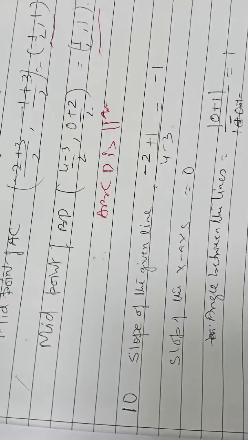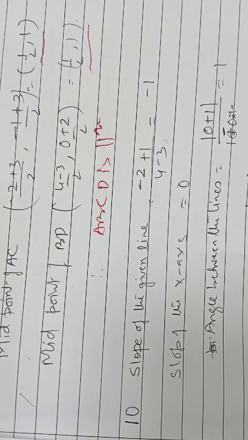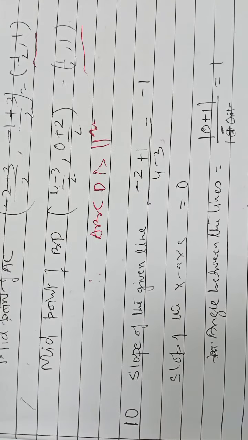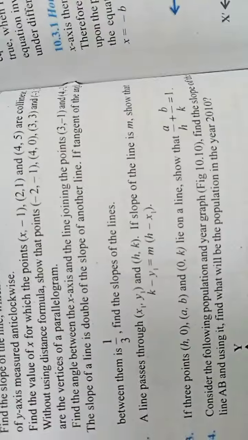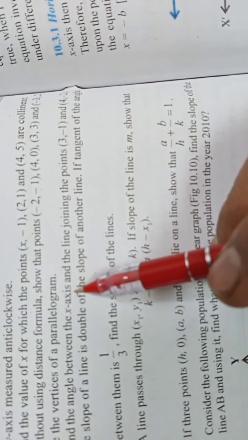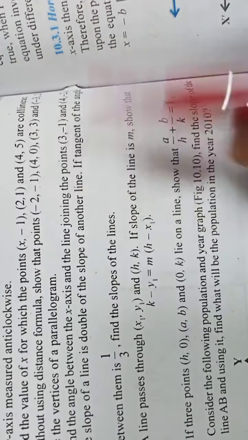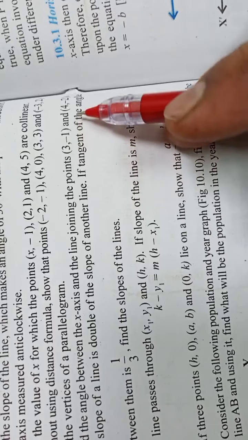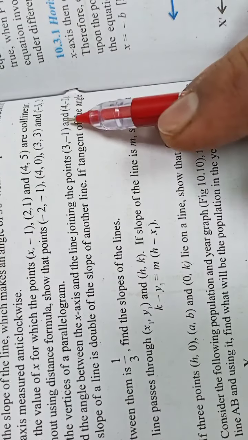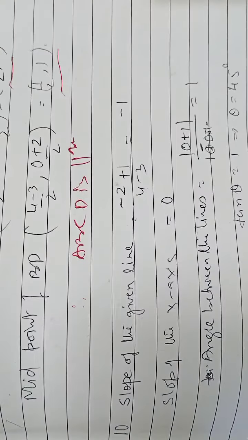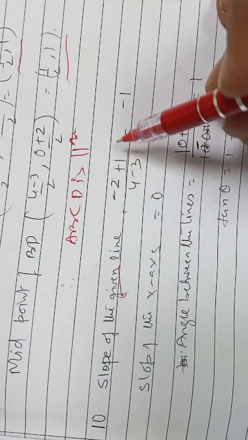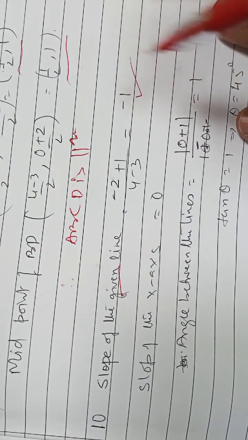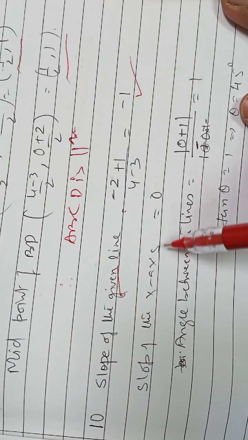Next, question number 10. We have to find the angle between the x-axis and the line passing through the points (3, -1) and (4, -2). So first we will find the slope of the given line, from the two points given. By that we found the slope, and then the slope of the x-axis.